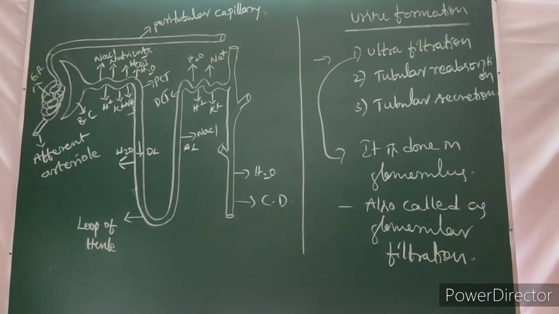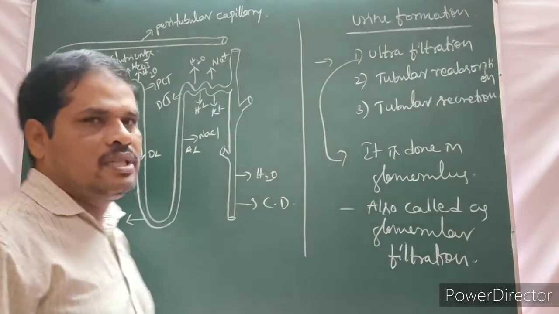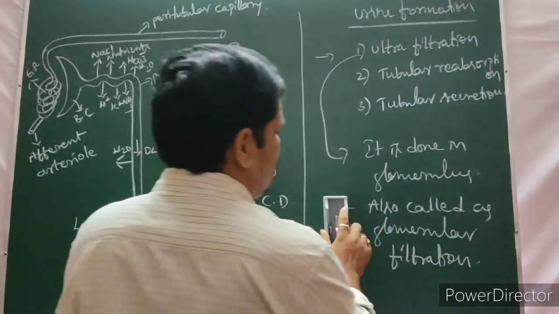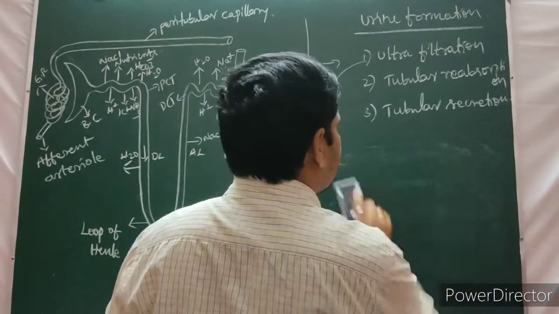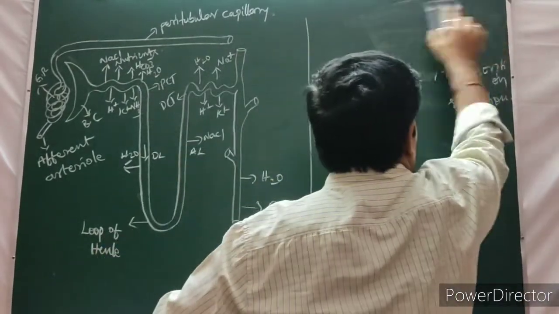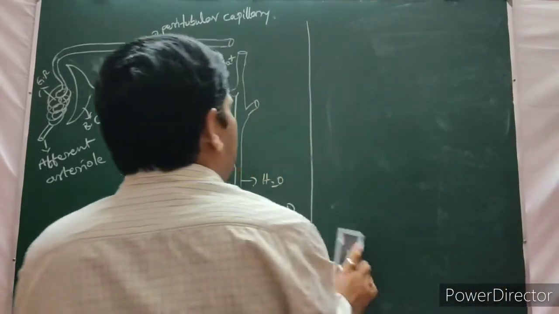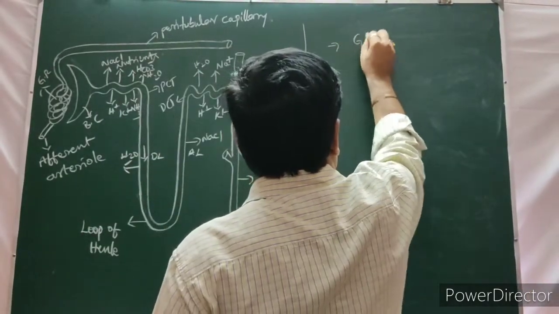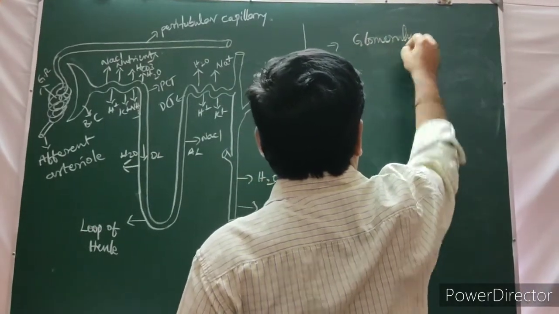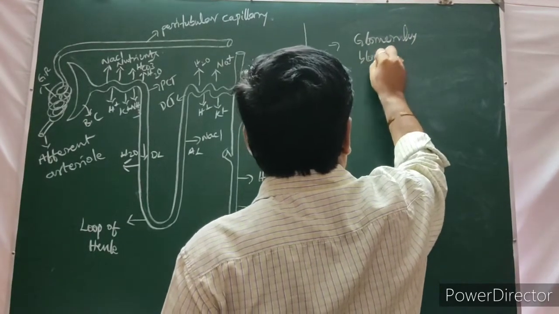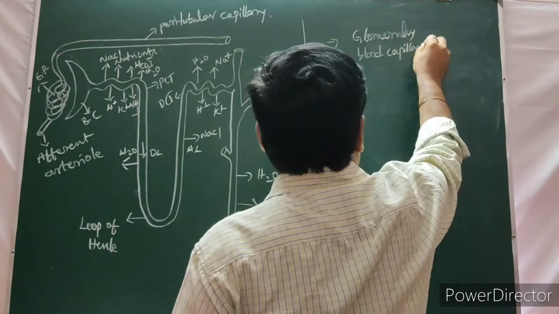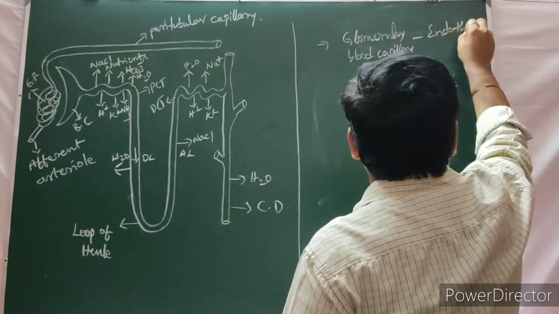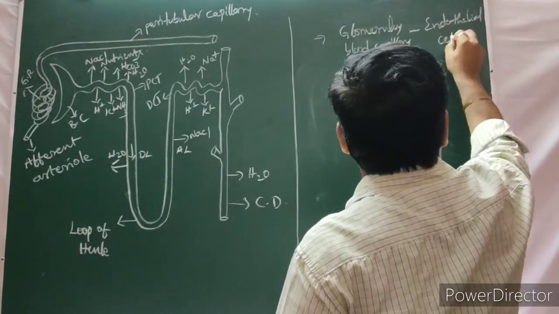How is it done in the nephron? How is it done in the glomerulus? Here a membrane is formed. How? The glomerulus blood capillary has endothelial cells.